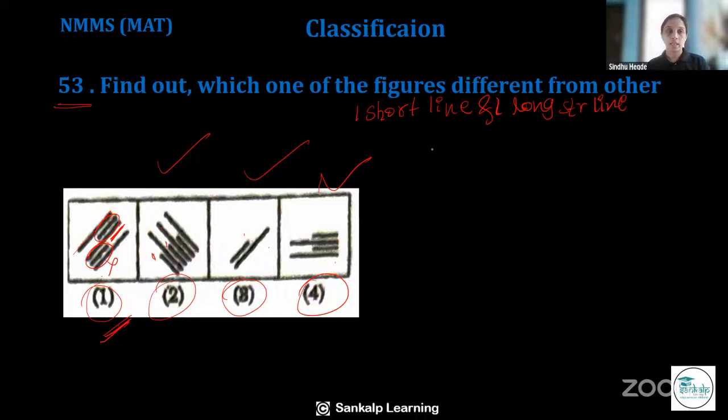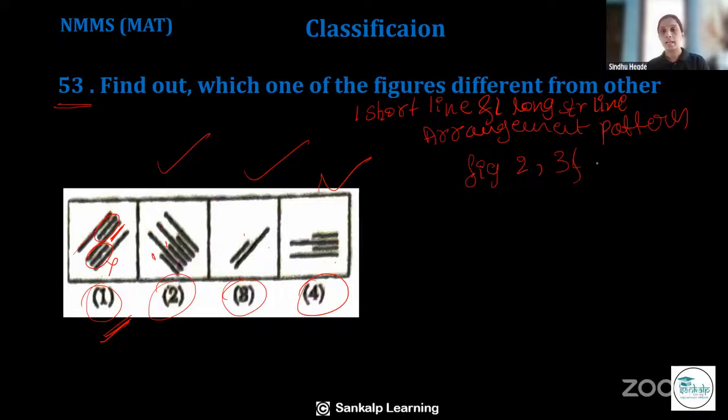So due to the arrangement of short lines and long straight lines, that arrangement pattern, figures 2, 3 and 4 follow the arrangement pattern, but this figure 1 does not follow the proper arrangement. So the correct answer is 1.